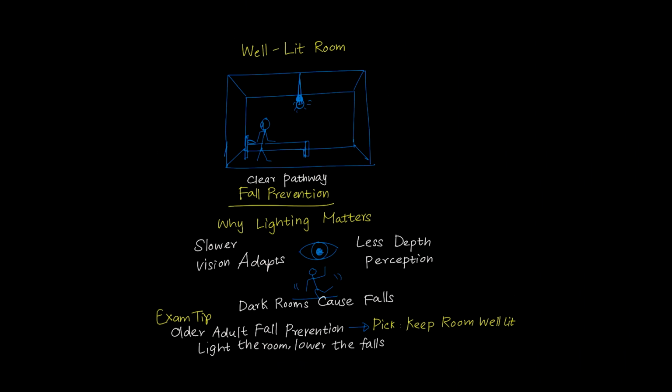Here's a D439 OA exam tip for you. On fall prevention environment questions, pick the well-lit room answer. Quick recall hook. Light the room, lower the falls.